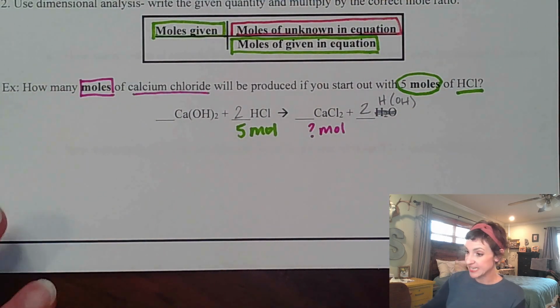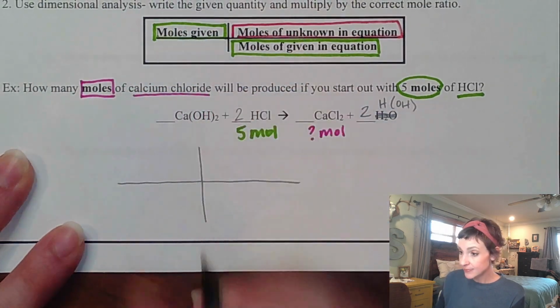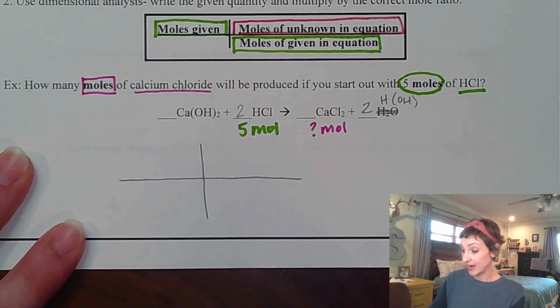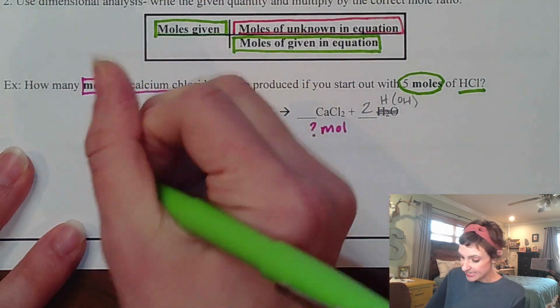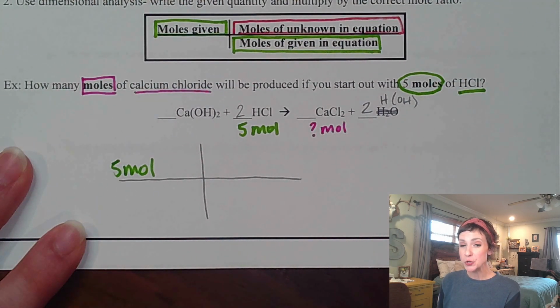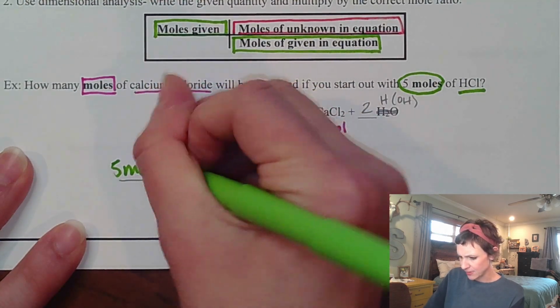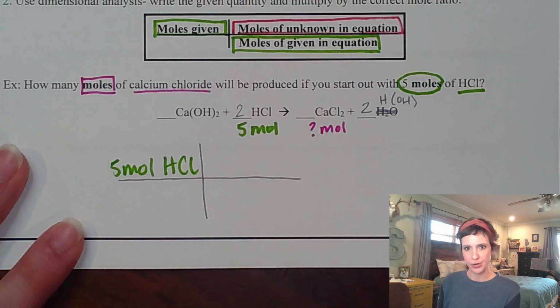So I'm actually going to set up a one-step train track, okay? And our given is going to go here. Watch this. Our given is where I'm starting. So I'm going to use my green. My given is 5 moles. And watch this. I am going to write of what? Hydrochloric acid. You're like, oh my gosh, we're writing so many things. Watch, this is super important.